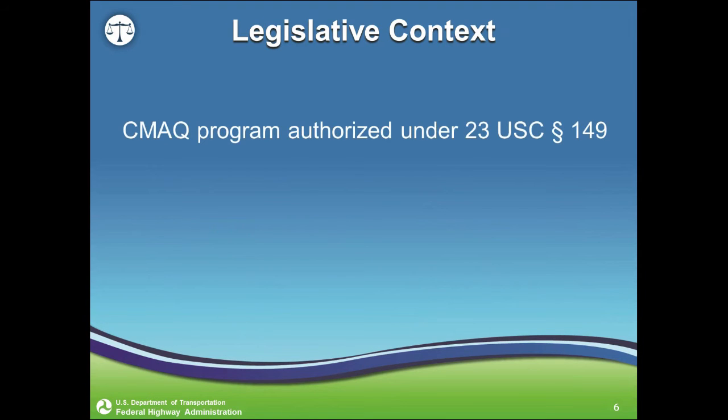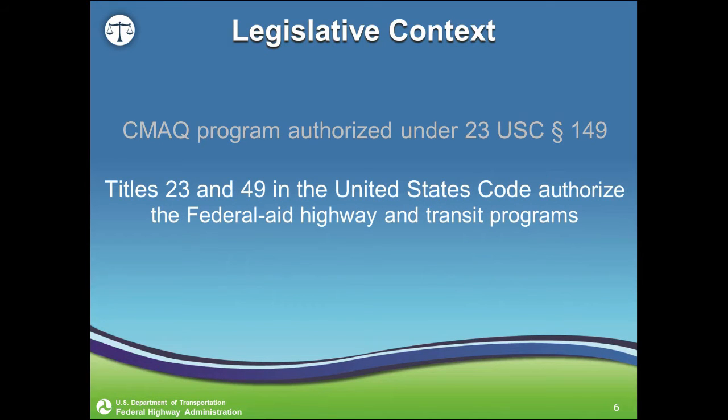The CMAQ program is authorized in Section 149 of Title 23 of the United States Code. Title 23 U.S. Code authorizes the Federal Aid Highway Program and related programs and laws. Chapter 53, Title 49 U.S. Code authorizes the transfer of CMAQ funds to the Federal Transit Administration, or FTA, for award, including for use as operating assistance under certain criteria. Like all federal aid highway programs, CMAQ is a formula program that makes funding available to states and regions to fund transportation system improvements. It is not a grant program.